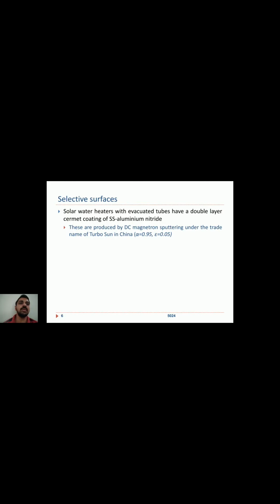0.95 is the absorptivity and emissivity is very low, 0.05. In solar water heaters, you know there are 2 kinds, flat plate and evacuated tube collectors. So evacuated tube solar water heaters have a double layer cermet coating of stainless steel aluminum nitride. That is the typically employed selective surface coating in evacuated tube type solar collectors, water heaters.